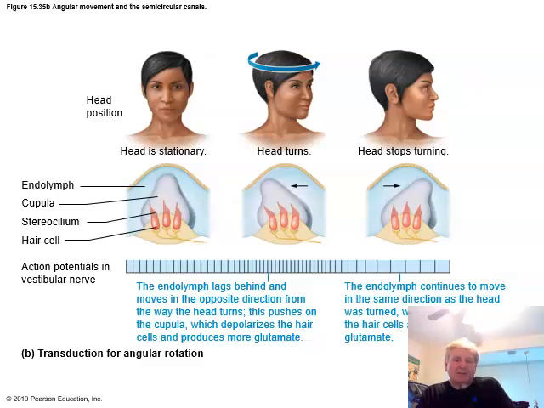So this next figure shows transduction for angular rotation. So the head is stationary. Now the endolymph lags behind and moves in the opposite direction from the way the head turns. It pushes on the cupula, which then depolarizes the hair cells and produces more glutamate. So the action potentials get closer together.